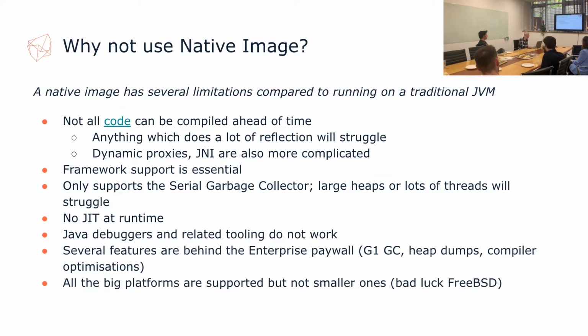So things like Spring, which does an awful lot of all that stuff I just said, needs a bunch of help for this to work. So the framework support is really essential. And so the more stuff you start including, you're probably going to find more edges that don't quite work native. There's only the basic serial garbage collector. So if you actually want to do large applications with big heaps or lots of threads and stuff like that, you'll probably struggle. And not every application is a good fit for this.